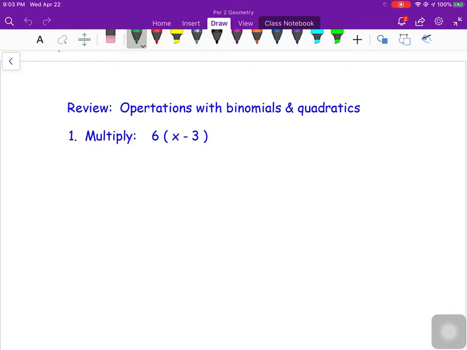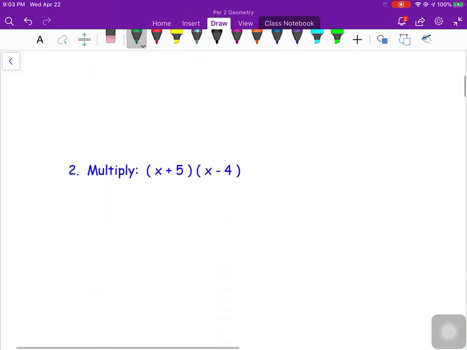First one, when you have a number outside of a parenthesis and you're to multiply those together, you have to distribute, it's called. It means you have to take that number and multiply it by each thing inside there. 6 times the x, 6x. 6 times the -3, -18. And that would be our answer when we distribute there. Not anything that's new. In fact, we've used that quite a bit.